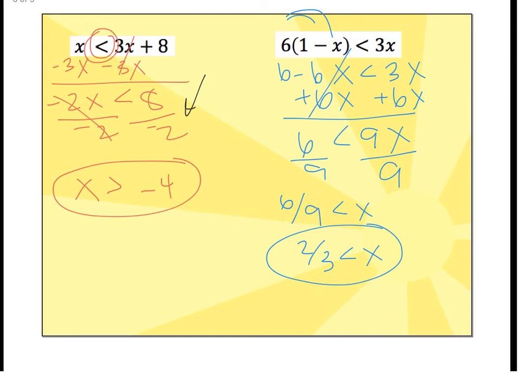If you prefer x on the other side, so written on the left side, then when I flip x to the other side, I also need to flip the symbol. So these two actually say the same thing, just in different ways.